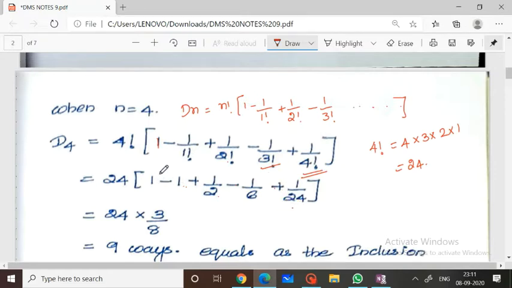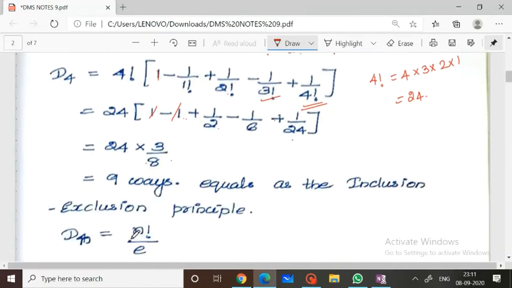Here you can use a calculator to find the values. You will get 24 into 3 by 8, so the answer is 9 when n equal to 4.